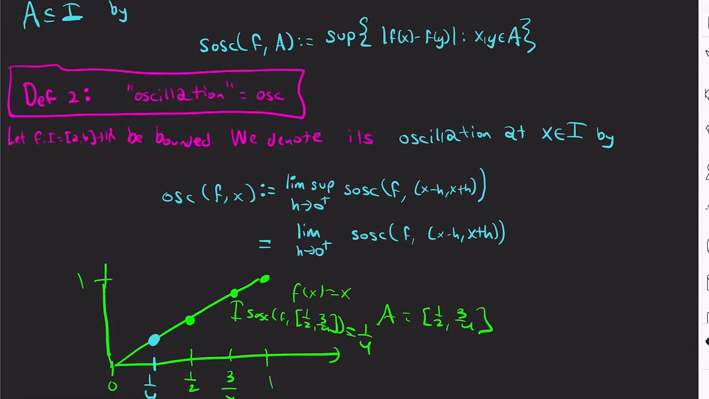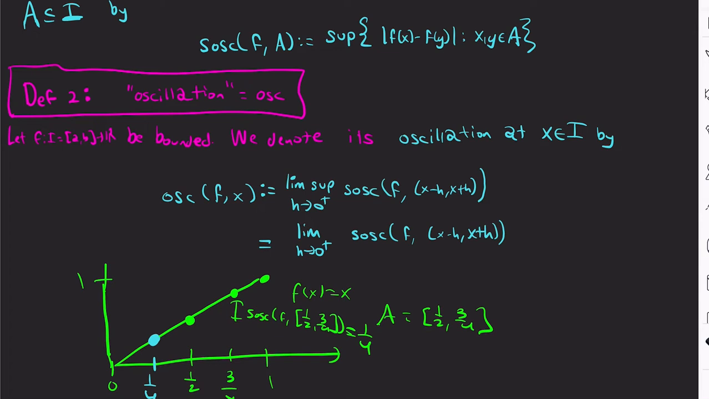Same setup, f is bounded on a closed interval. Its oscillation at a point x, so this is local now. We feed a point as an argument. It is the lim sup of the set oscillation of f over a small open interval around the point x. This limit will actually exist, so you can drop the lim sup. It's basically supposed to be the worst case scenario. That's why I put lim sup there.